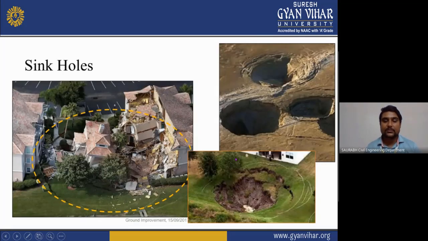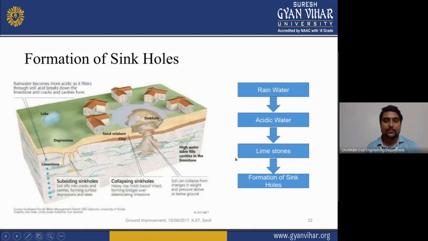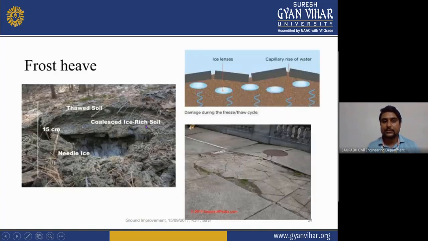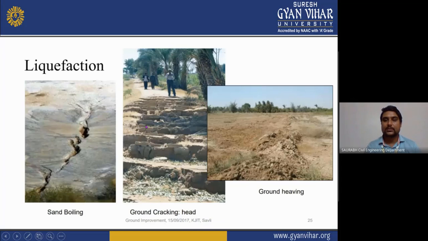As you can see, there are also some sinkholes which create a lot of problems. And formation of sinkhole, as you can see, sinkholes form due to rainwater, acidic water, and limestones. These are the processes of sinkhole formation, as you can see here. It can be of many types, and by this sinkhole, a lot of problems may happen to buildings. And these are the sinkhole types.